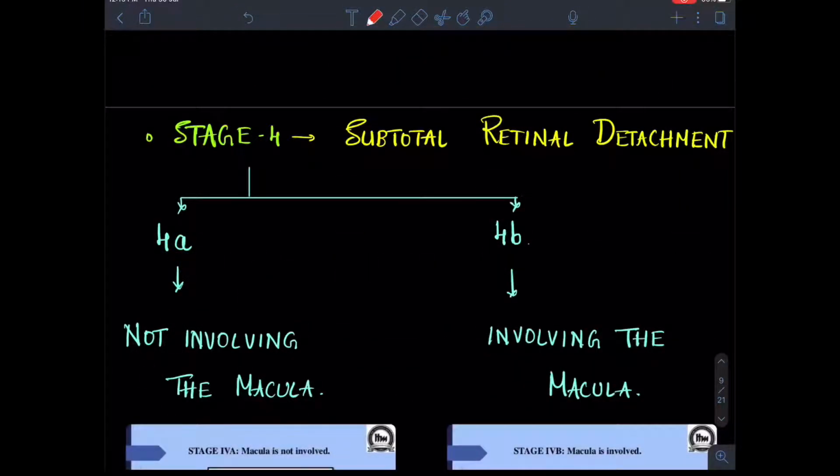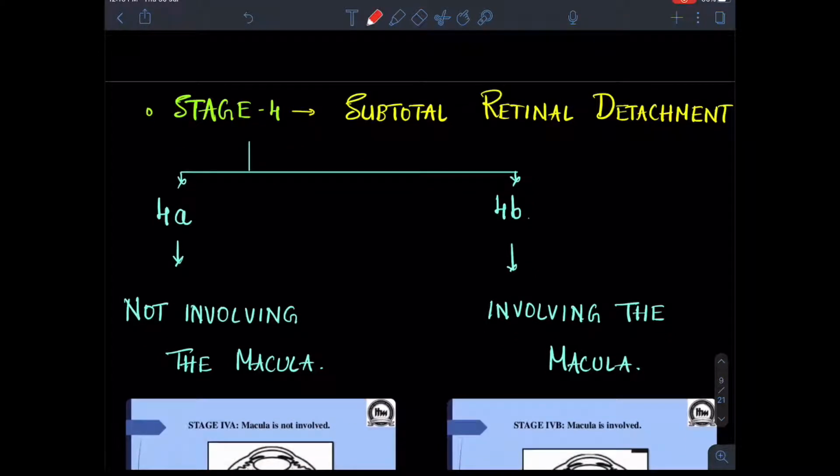Now before we see stage 4, the new vessels which are formed are incompetent and will exudate, and also there is fibrous growth, right? Fibrous proliferation. So there is a retraction force on the retina. This will lead to retinal detachment. So in stage 4 we see there is subtotal retinal detachment. This is incomplete retinal detachment.